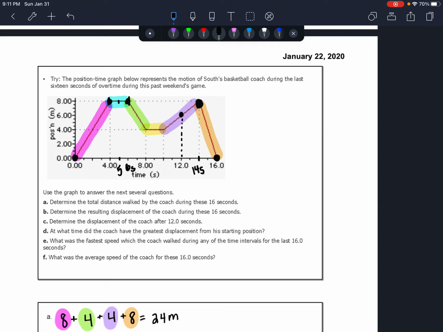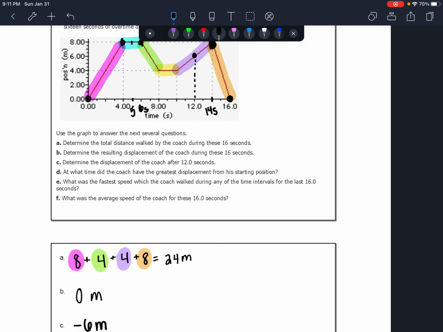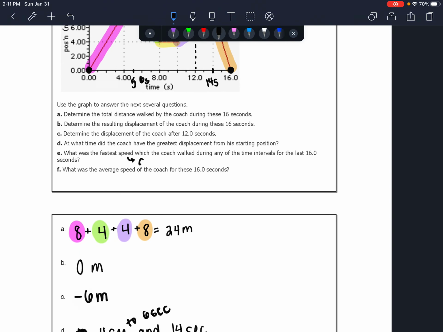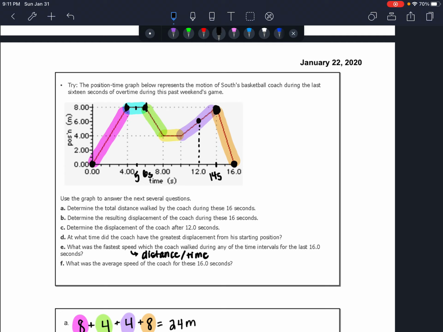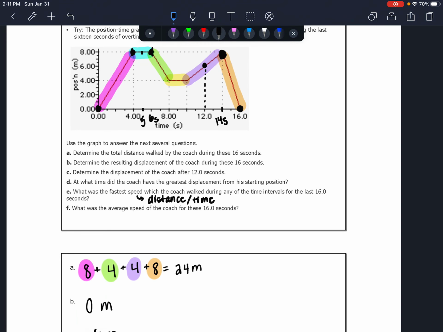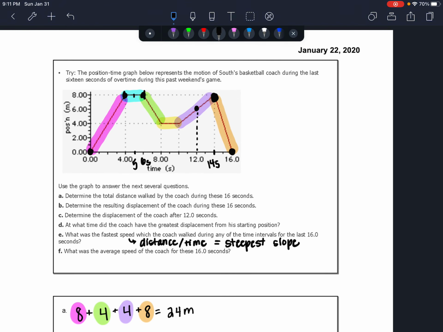All right, letter E. What was the fastest speed at which the coach walked during any of the time intervals from the 16 seconds? Oh, geez. Okay, so I've got to remember that speed is my distance divided by my time. So I'm going to be looking at all my different highlighted regions, and I'm going to be looking for the region that has the greatest distance in the shortest amount of time. In other words, I'm probably going to want to find my region that has the steepest slope. My steepest slope is going to have my greatest velocity, which is going to have my greatest speed.